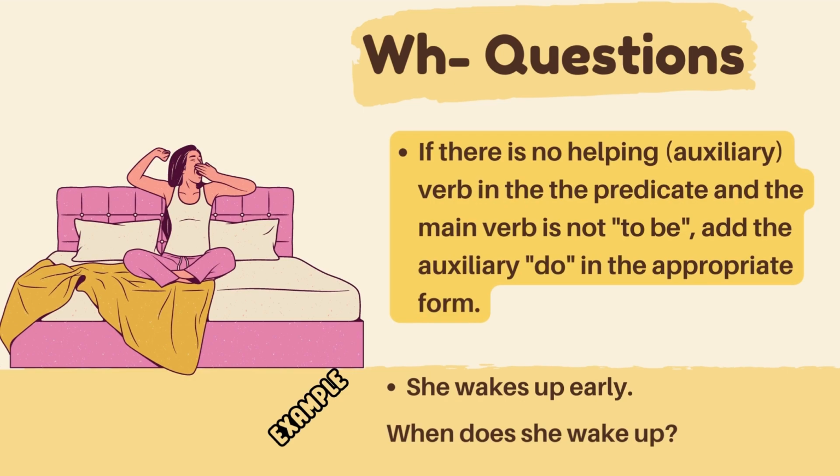If there is no helping, auxiliary verb in the predicate and the main verb is not to be, add the auxiliary do in the appropriate form. For example, she wakes up early. When does she wake up?